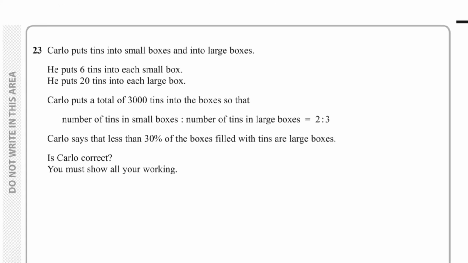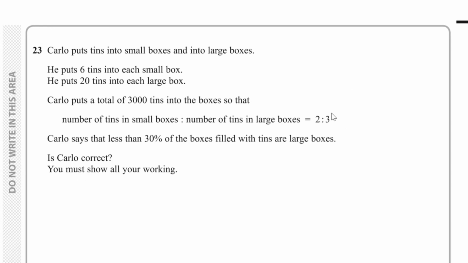Okay, so now for question number 23, Carlo puts tins into small boxes and into large boxes. He puts 6 tins into each small box and he puts 20 tins into each large box. Carlo puts a total of 3,000 tins into the boxes, so that the ratio of the number of tins in small boxes to the number of tins in large boxes is equal to 2 to 3. Carlo says that less than 30% of the boxes filled with tins are large boxes. Is Carlo correct? Show your working.